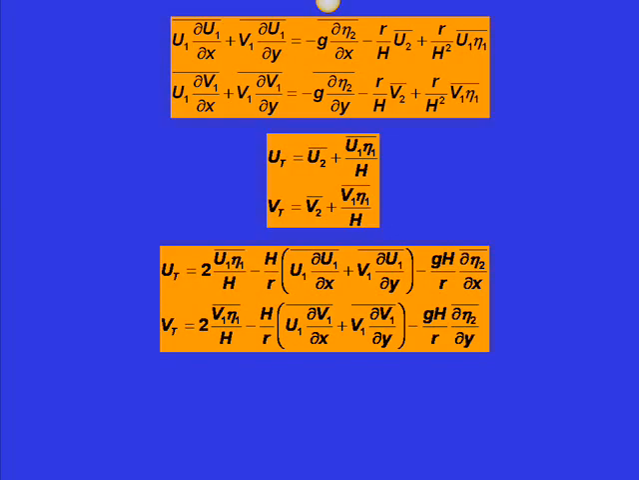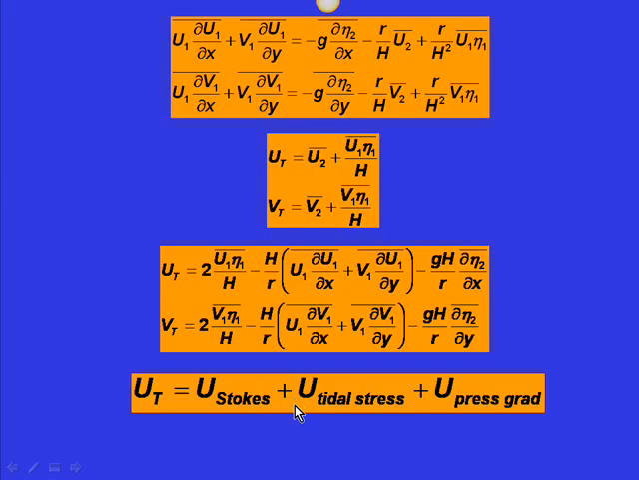So U1 eta 1 is the Stokes transport per unit width of beach in the case of wind waves, divided by h gives you a velocity. So that's the Stokes velocity. The main message here, and this is what I want you to understand, is that the tidal residual velocity has three contributions: one from the Stokes mechanism, one from the tidal stress mechanism, and one from the pressure gradient mechanism.